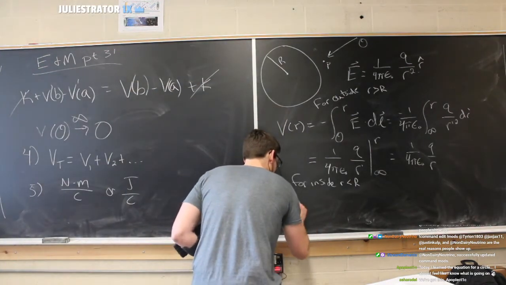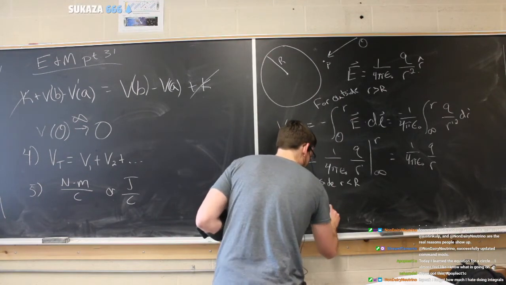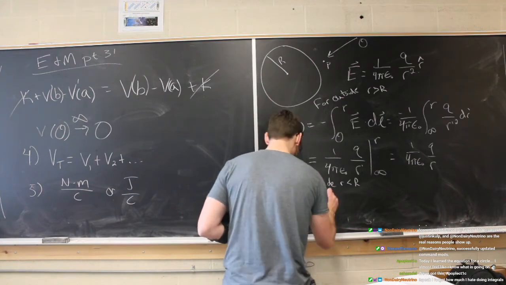So we'll do that again, and it's relatively the same prescription. V as a function of r is going to equal the negative integral from the origin to r. I forgot how much I hate doing integrals.